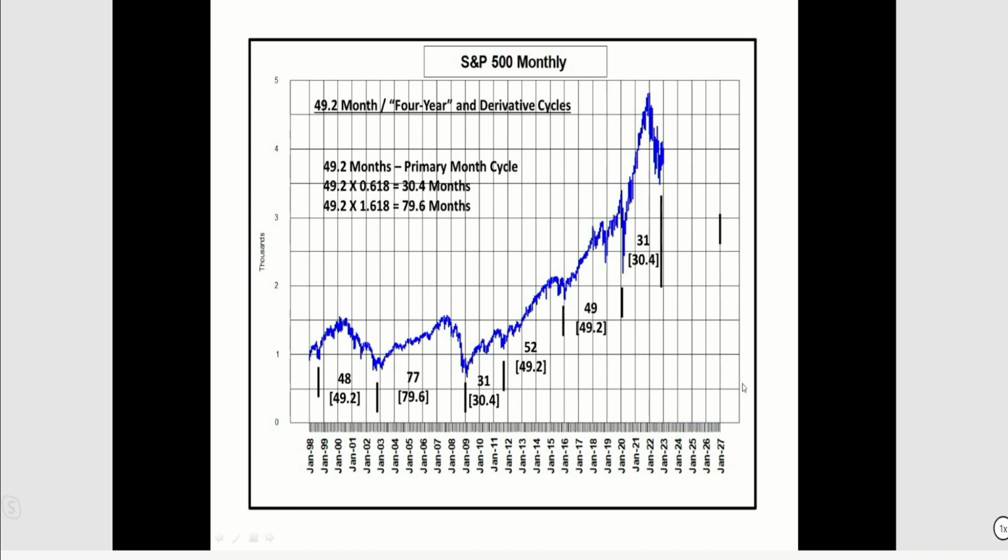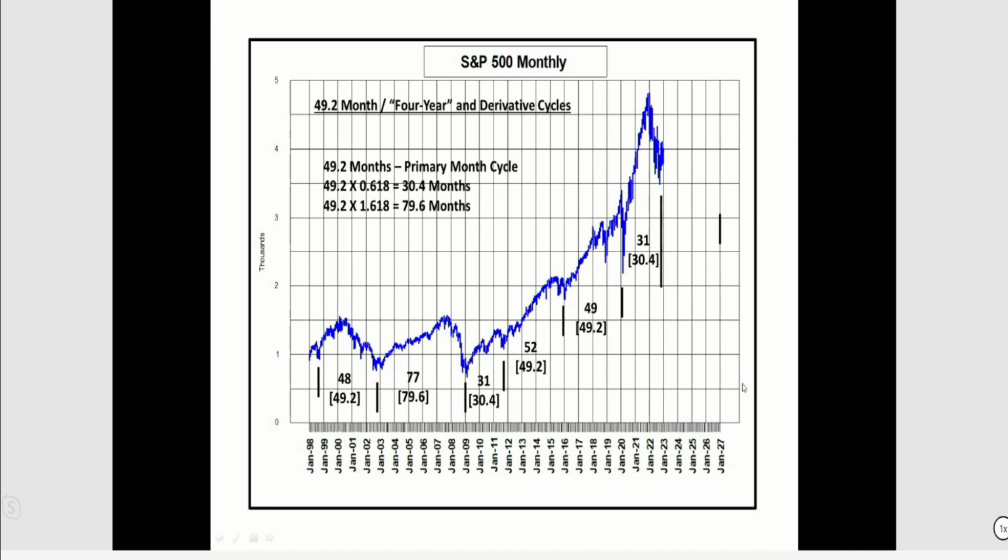Now that cycle is not a fixed heartbeat. It expands and contracts. It expands by Fibonacci 1.618, a factor that I know you and the viewers are very well aware of. That equates to 79.6 months. You can call that 80 months for a round number. And then sometimes it contracts to 0.618 of that 49 months, and that's about 30 months.